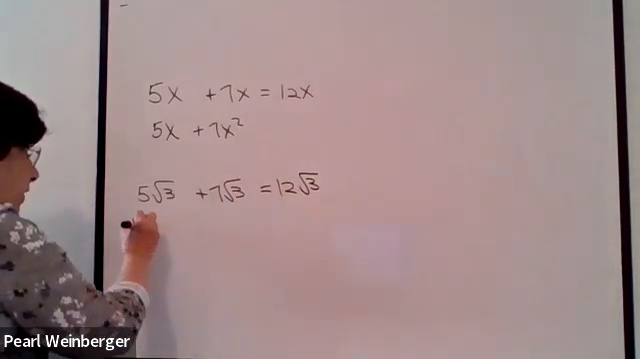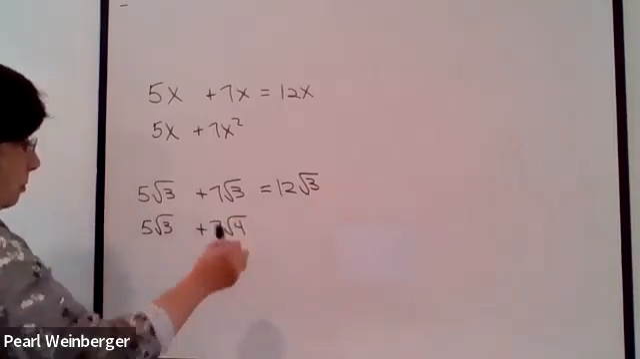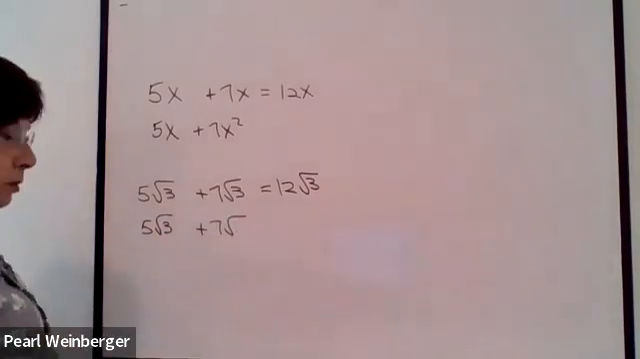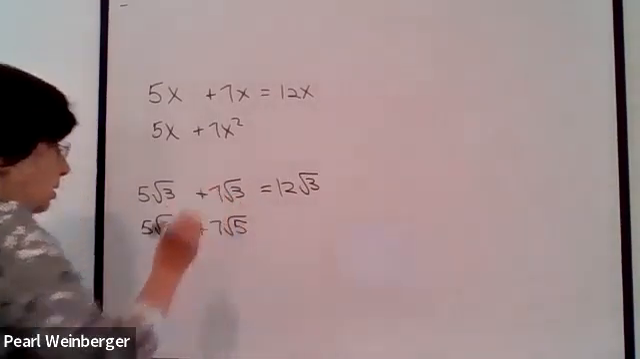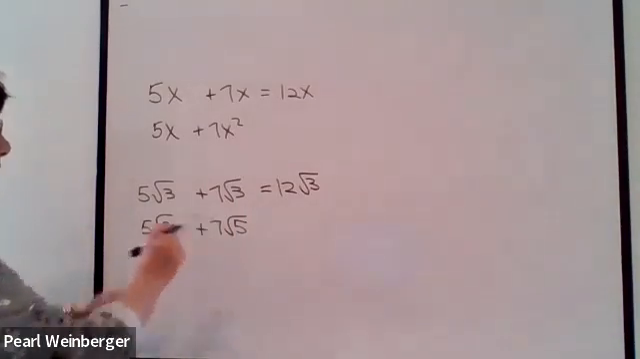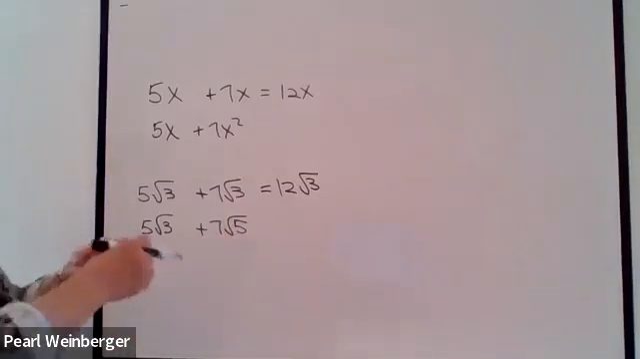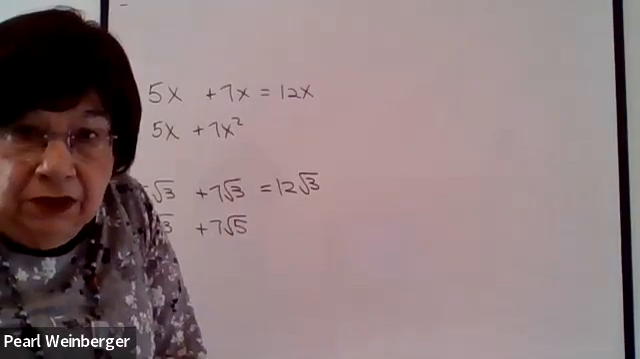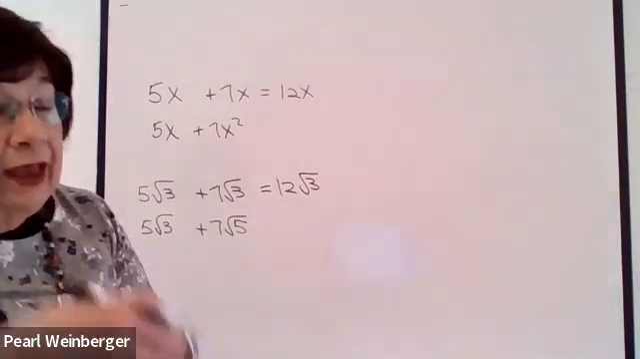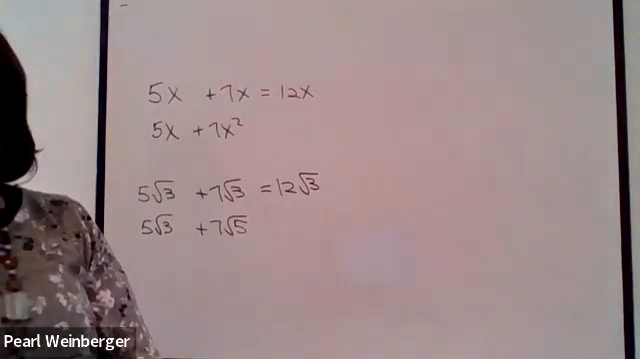If you have something like 5 radical 3 plus 7 radical 4, well, that was a radical 4, you could probably simplify. That's not it. These are not like radicals. This is a 3 inside the radical. This is a 5. These cannot be combined. They are not like radicals. That's why it's so important to be able to simplify radicals, because sometimes things that don't look alike, after you simplify them, actually do turn out to be like radicals.